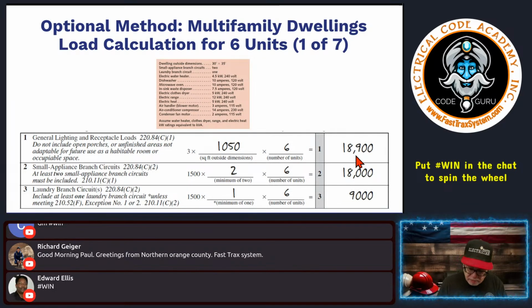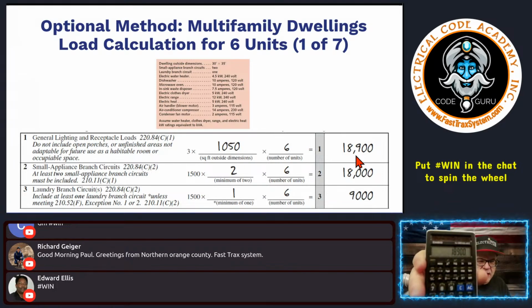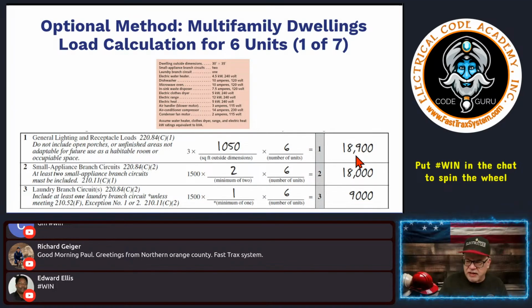We don't ever trust our math. We want to make sure that what we see on the screen is what we calculated, and that is correct. So Mr. Cassio is absolutely correct. 18,900.